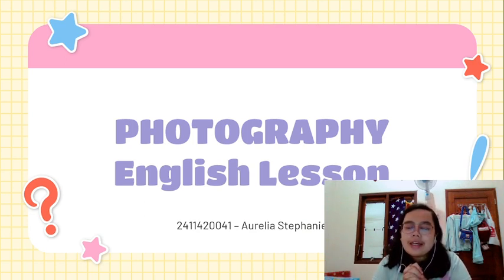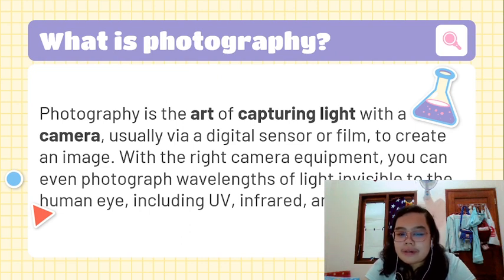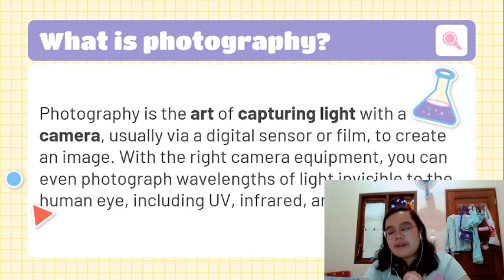I will tell you and explain to you what is photography. Photography is the art of capturing light with a camera, usually via a digital sensor or film, to create an image. With the right camera equipment, you can even photograph wavelengths of light invisible to the human eye, including UV, infrared, and radio.